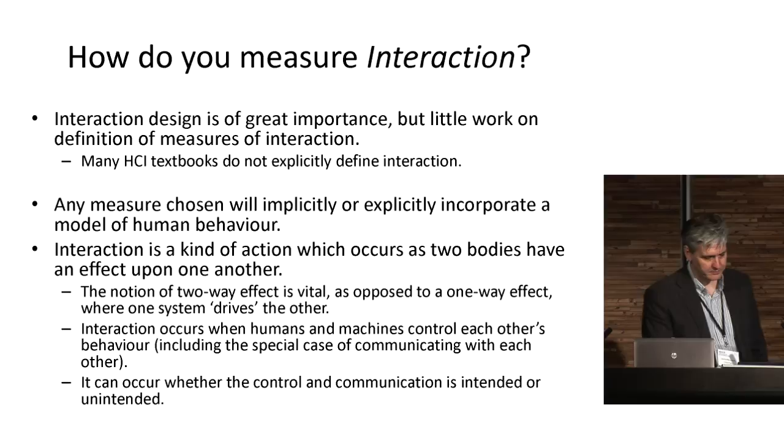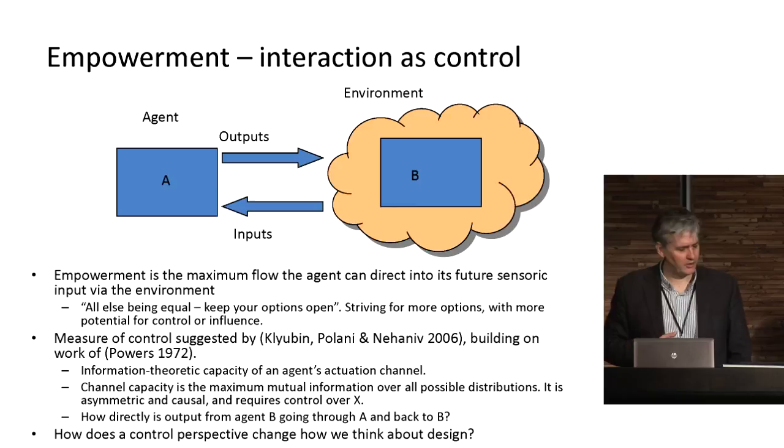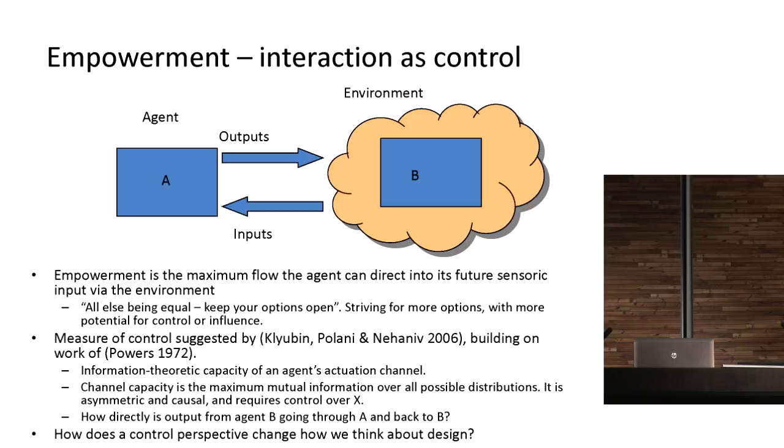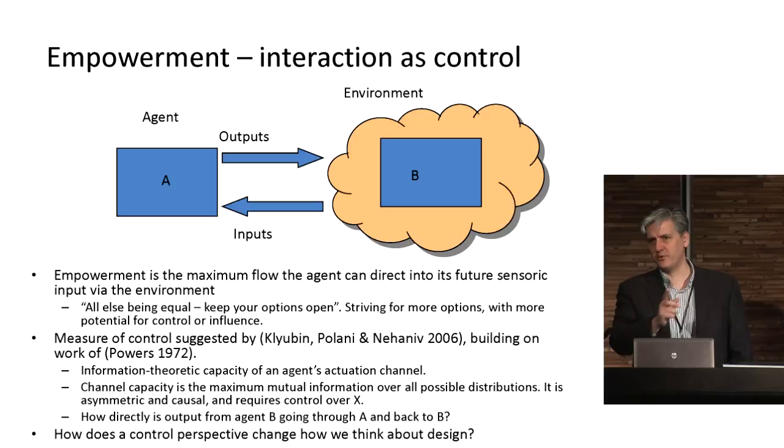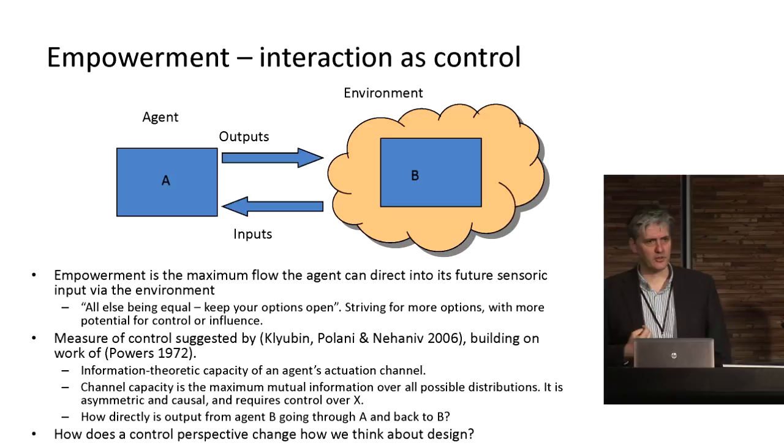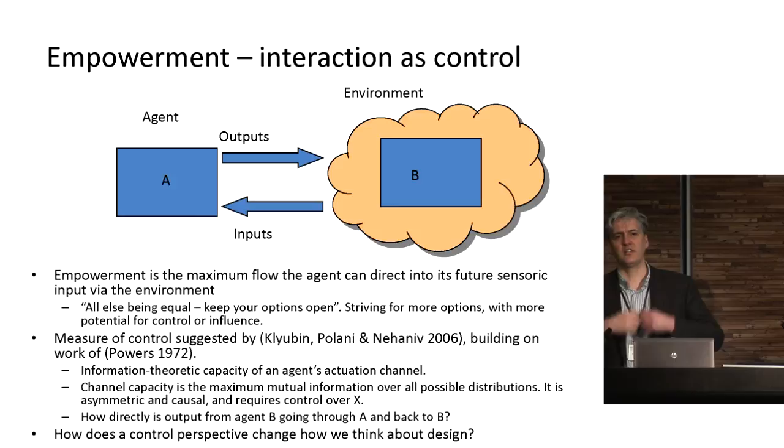How many of you have heard of empowerment in the technical sense? Klyubin and Polani. Basically, it's a definition of empowerment. You're highly empowered if you can send a lot of information from your actuators through the environment and sense them again. So the channel capacity of the path from your actuators to your sensors. Because it's basically saying you can act on the world, change something, and that's changed in a predictable manner.